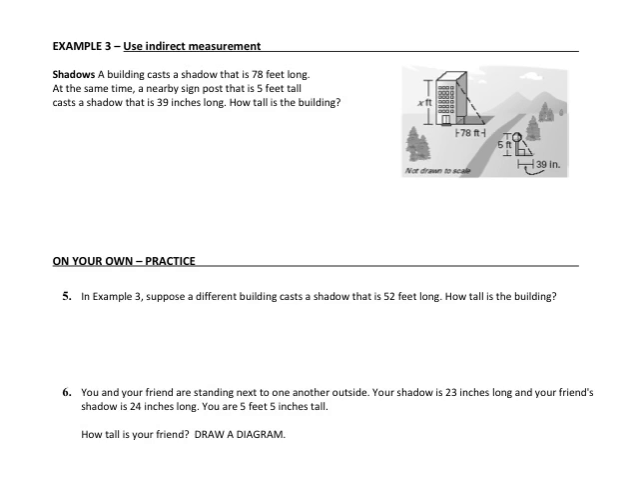All right, here on the back we have example 3 where it says use indirect measurement. And we've already done some problems like this in previous assignments, so I just want to go through this quickly and then you're going to do the practice problems down at the bottom of the page. A building casts a shadow that is 78 feet long, and at the same time a nearby signpost that is 5 feet tall casts a shadow that is 39 inches long. How tall is the building?